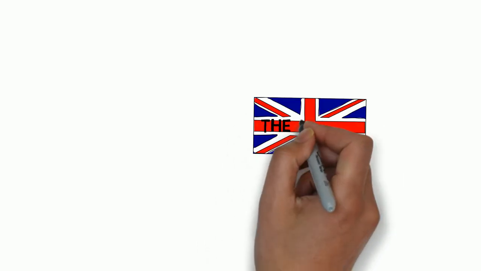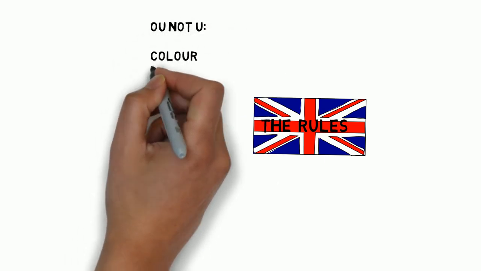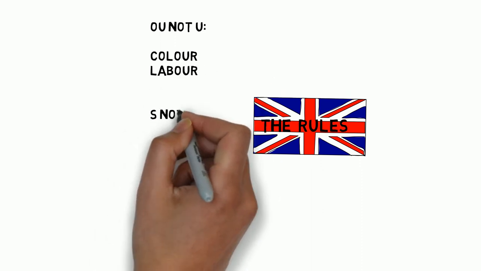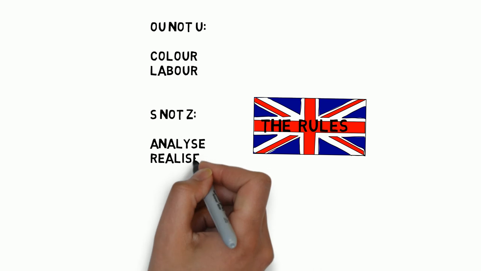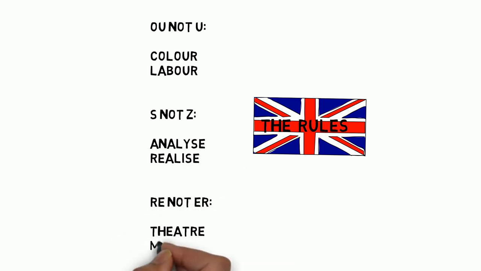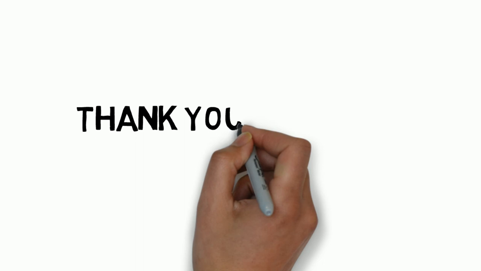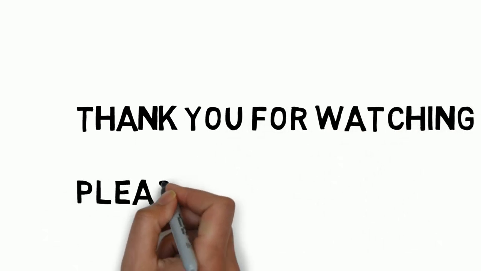So those have been the rules. Oh yes, they have. So you need O-U-R, not O-R. I'm talking colour and labour with O-U-R. S, not Z. I'm talking analyse and realise. And R-E, not E-R. Theatre or metre. So I hope you improve your spelling and you become a proper true British gentleman or lady.